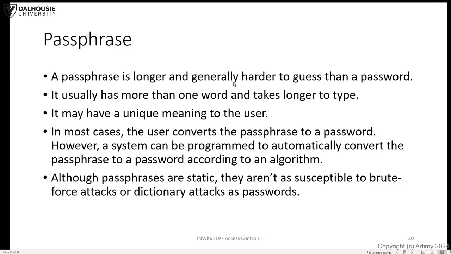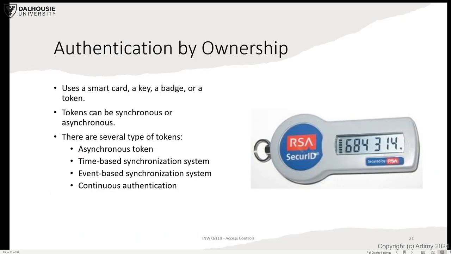All right, so that's ways to authenticate by something you know. The other method is authentication by something you have, ownership. Now, this is a picture of a token that was popular at some point of time. Nowadays, everybody has a cell phone, so you can imagine your smartphone replacing this token.